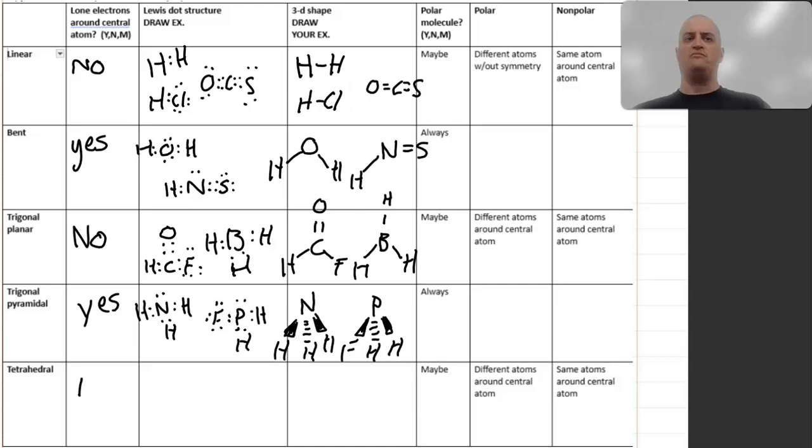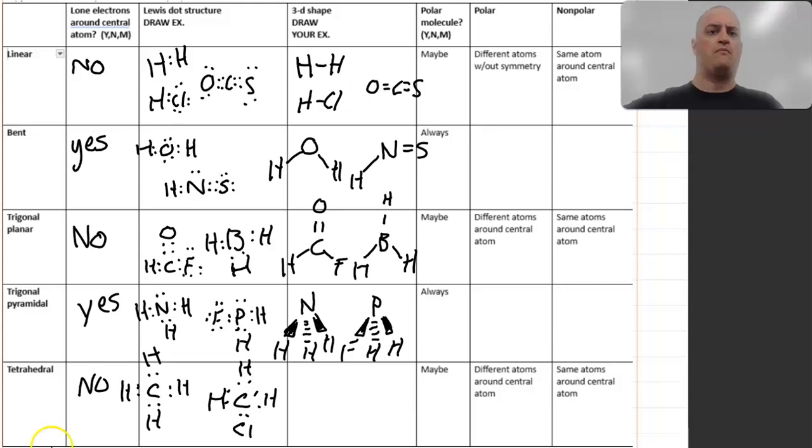Lastly, tetrahedral, no unshared pairs. We've got our pretty common methane, and one up here. And a little bit of change to that, maybe a Cl somewhere. And let's do these ones here.